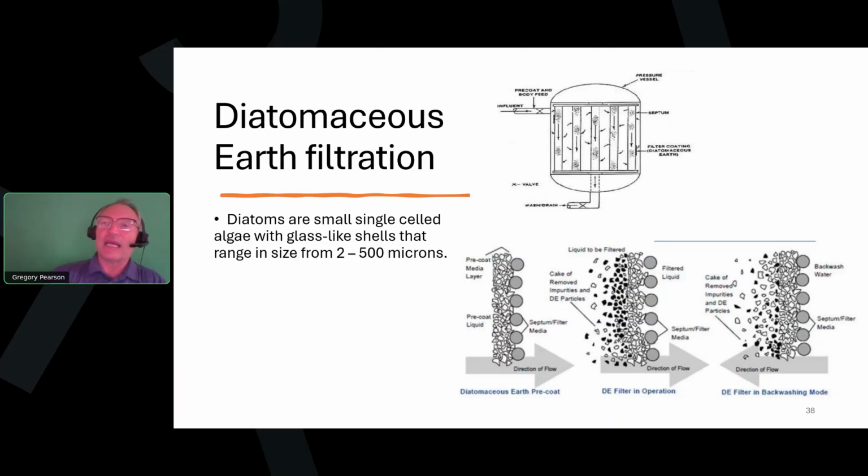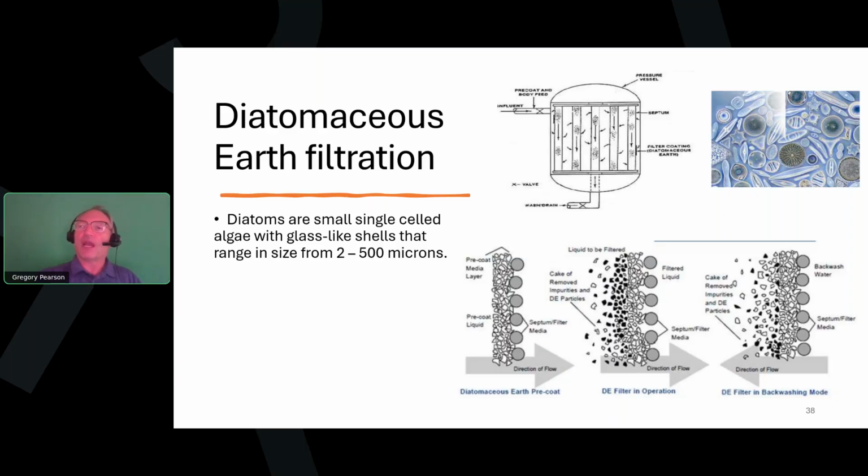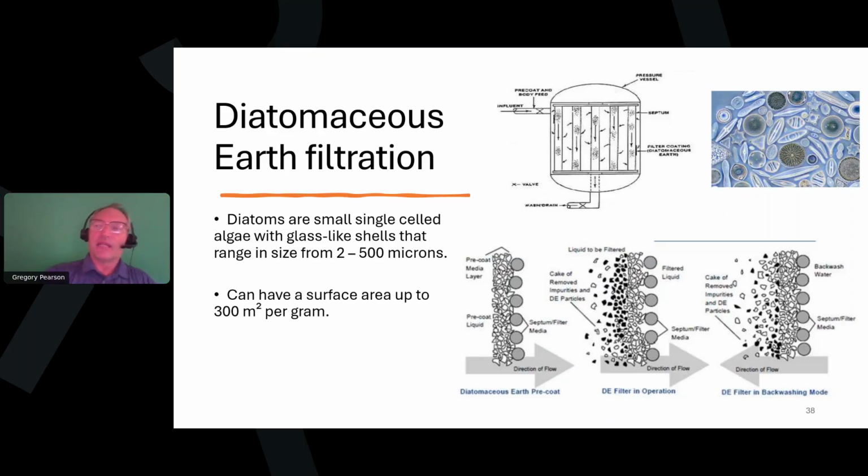They're small algae that have an outer shell that's glass-like, and they're pretty small, but they range all the way up to 500 microns in size, and they come in a variety of shapes here, and they can have a surface area similar to activated carbon, but not nearly as large, but they can have a surface area of up to 300 square meters per gram.